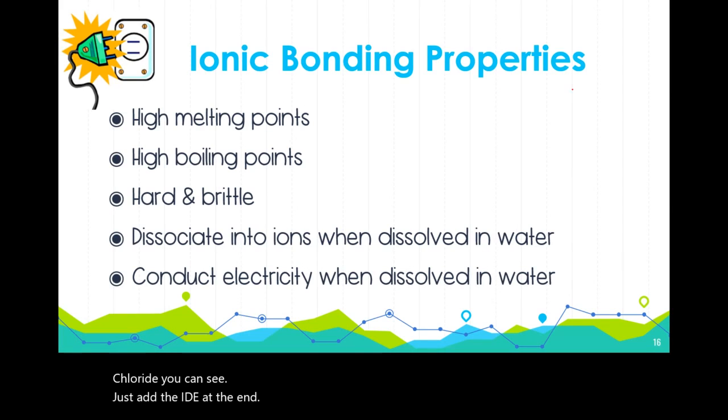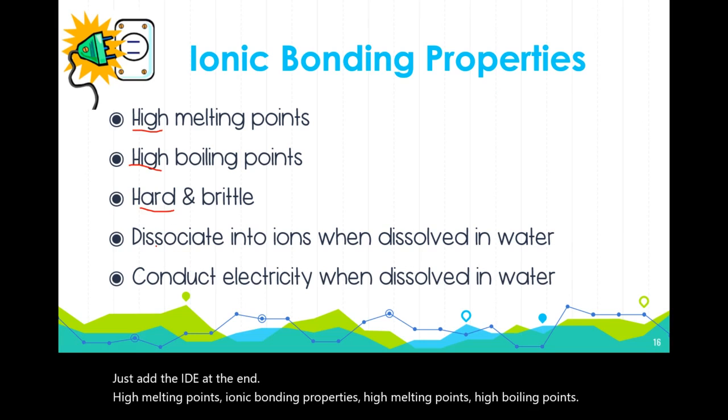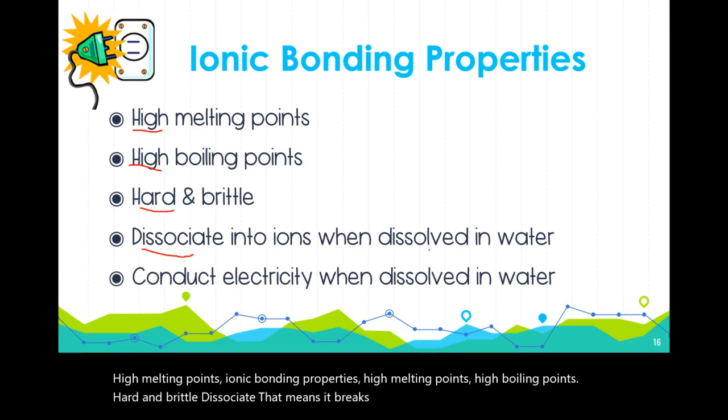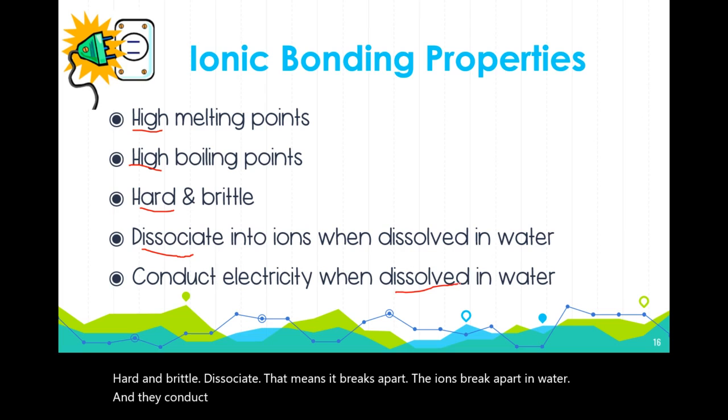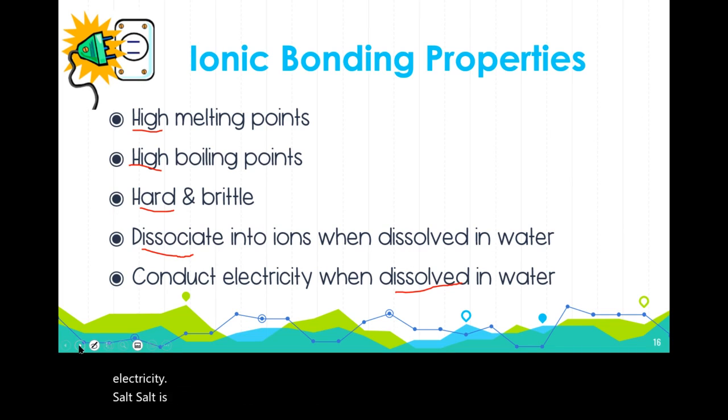Ionic bonding properties: high melting points, high boiling points, hard and brittle. They dissociate, meaning the ions break apart in water, and they conduct electricity when dissolved in water. So if you add salt to water, it'll conduct electricity. Salt is sodium and chloride ions.